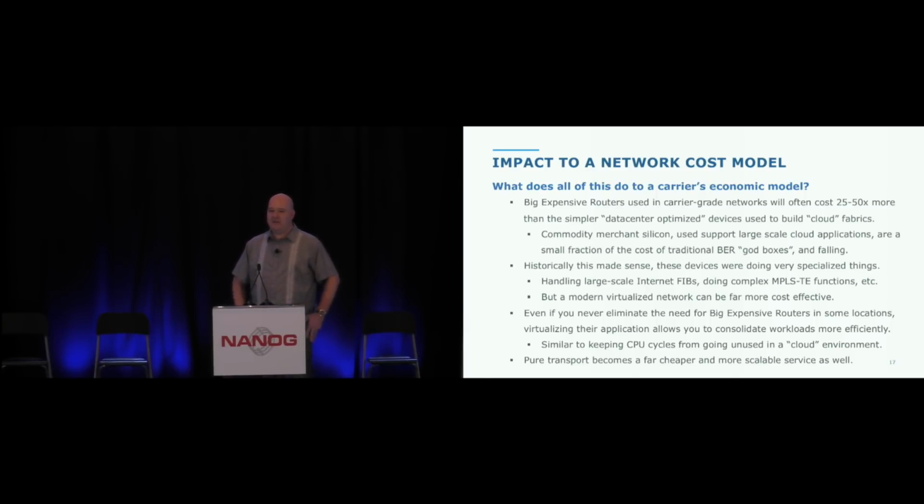But now that we have a technology that lets us separate the pure fabric connectivity layer from the services that you then provide on top of it, it really makes this more cost effective. So even if you never eliminate the need to have big expensive routers, you probably don't need as many of them, and you probably get more efficient utilization of them. So this lets you scale up your network in a much more compelling, much more cost-effective way. Like I said, similar to how CPU gets crammed together in a cloud environment. And if all you're providing is pure transport, well, then this becomes a much cheaper, much more scalable service as well.